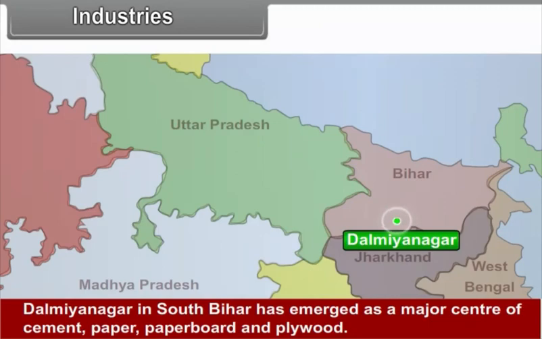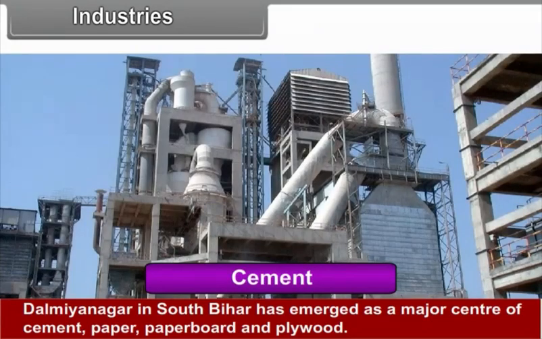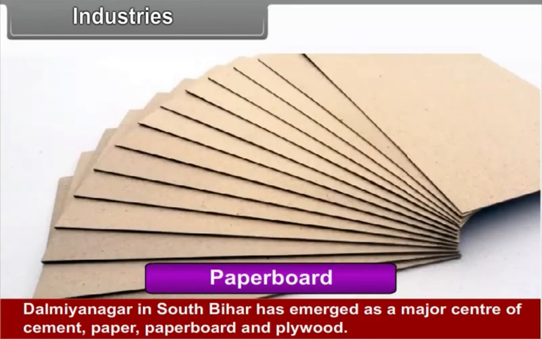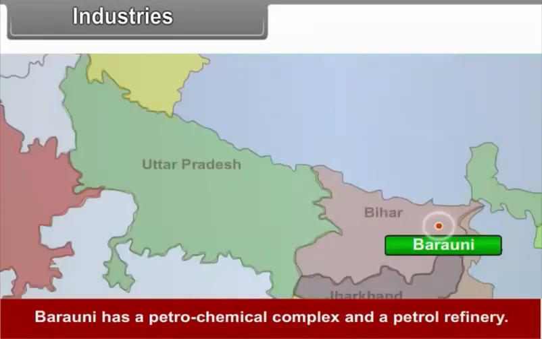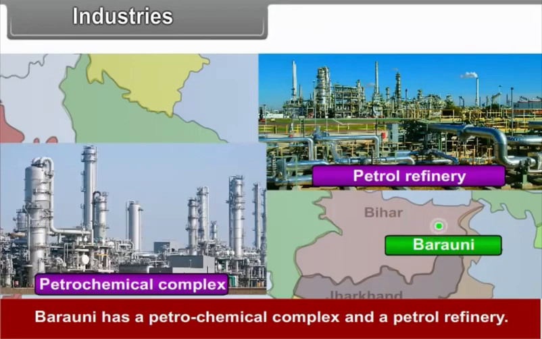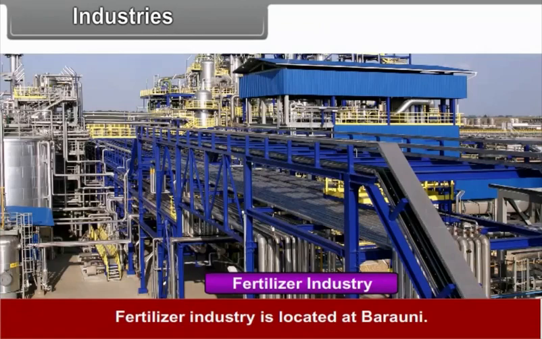Dalmia in South Bihar has emerged as a major center of cement, paper, paperboard and plywood. Barauni has a petrochemical complex and a petrol refinery. Fertilizer industry is located at Barauni.